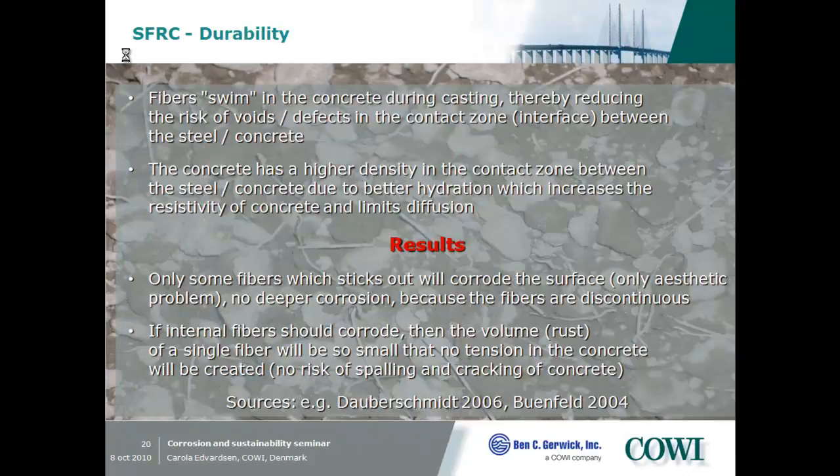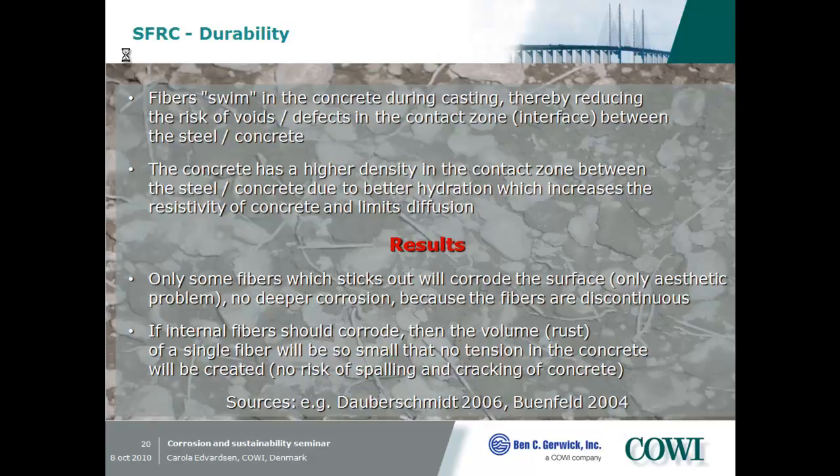In addition, fibers swim into the concrete. In contrast to a rebar, which we put into the concrete, and underneath a normal rebar we often have some segregation. In this contact zone between rebar and concrete we have a loss of adhesion or even voids and defects. But this does not happen with steel fiber because the steel fibers are swimming in the concrete. We have an excellent contact zone between steel fiber and concrete, and therefore we have an increased durability.